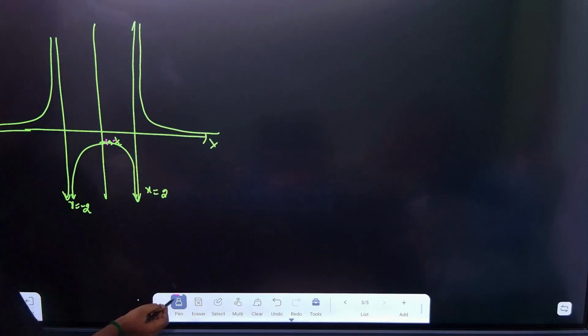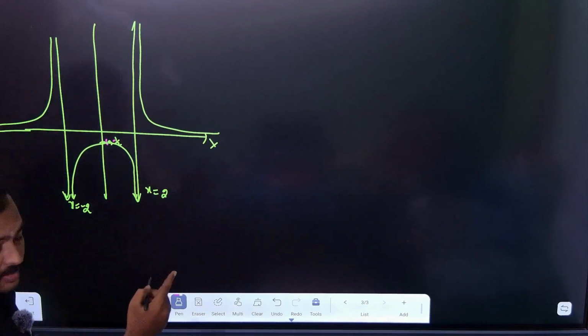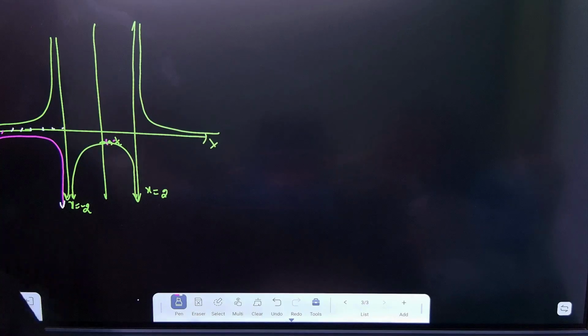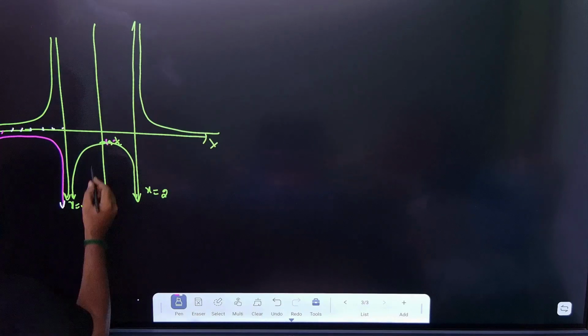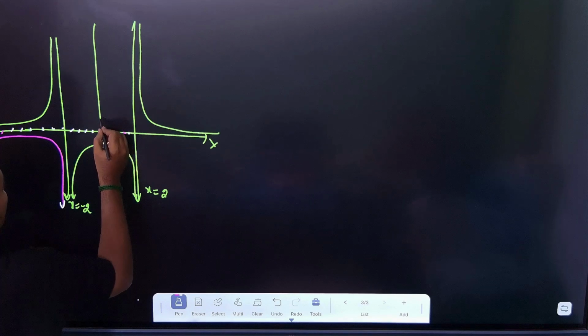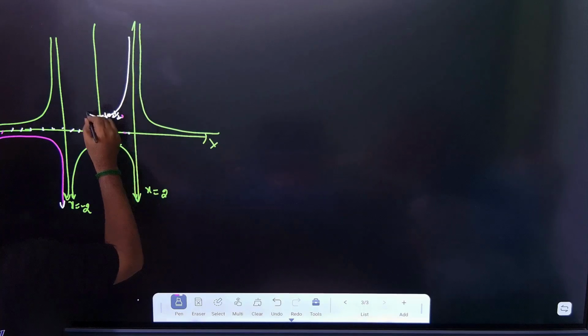So for the x-axis, I'll choose another color. Let's take white. You can see here the mirror; consider this a mirror. The graph will be like this. This is your mirror, and here will be the mirror. So this is 0 comma minus 1 by 2, which means this is 0 comma plus 1 by 2. So the graph will be like this.